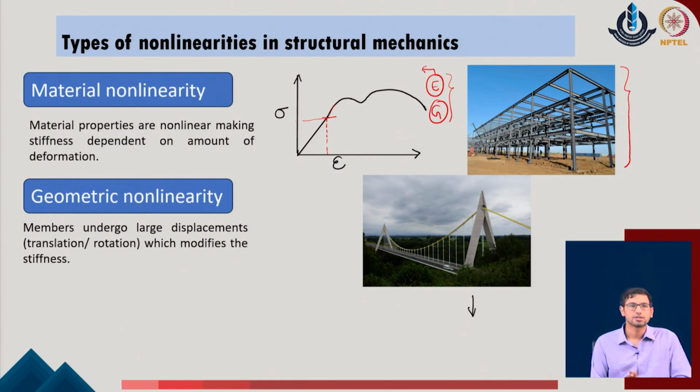The second one is the geometrical nonlinearity in the given system. So, typically when systems undergo large displacements, which could be both translations as well as rotations, this large deformation also modifies the stiffness of the given system. We will see some examples, and in the subsequent few lectures we will try to look at the individual examples which come across geometrical nonlinearity.